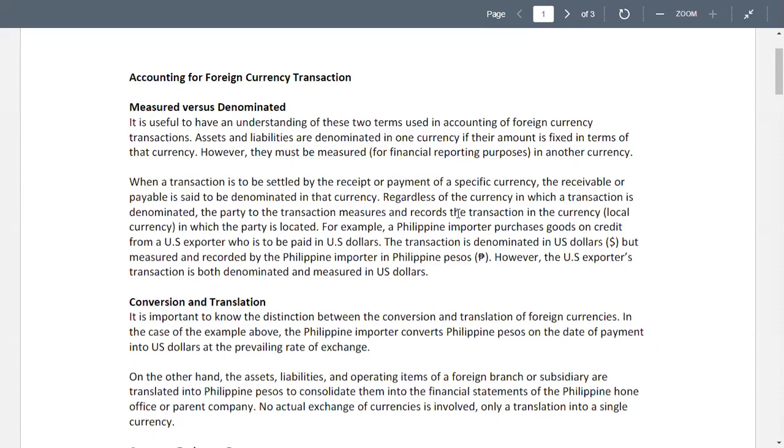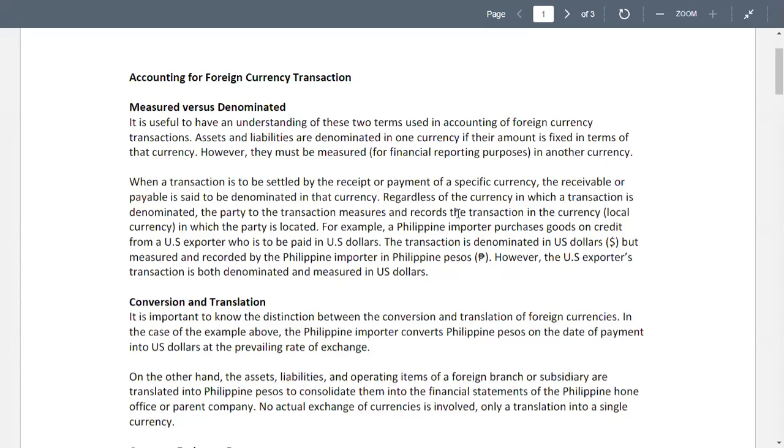First, we have to distinguish between measurement and denomination, or measured and denominated. So we have to understand these two terms in accounting for foreign currency transactions. Assets and liabilities are denominated in one currency if their amount is fixed in terms of that currency. However, they must be measured for financial reporting purposes in another currency.